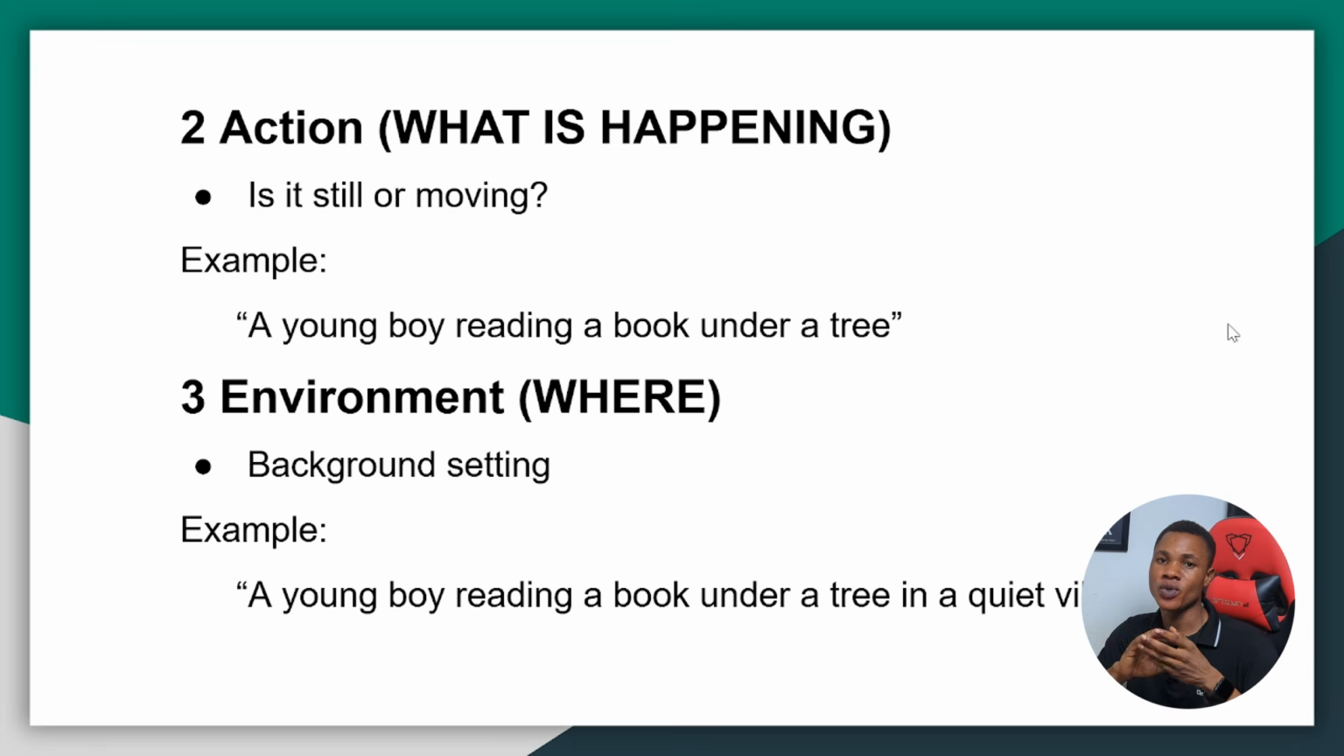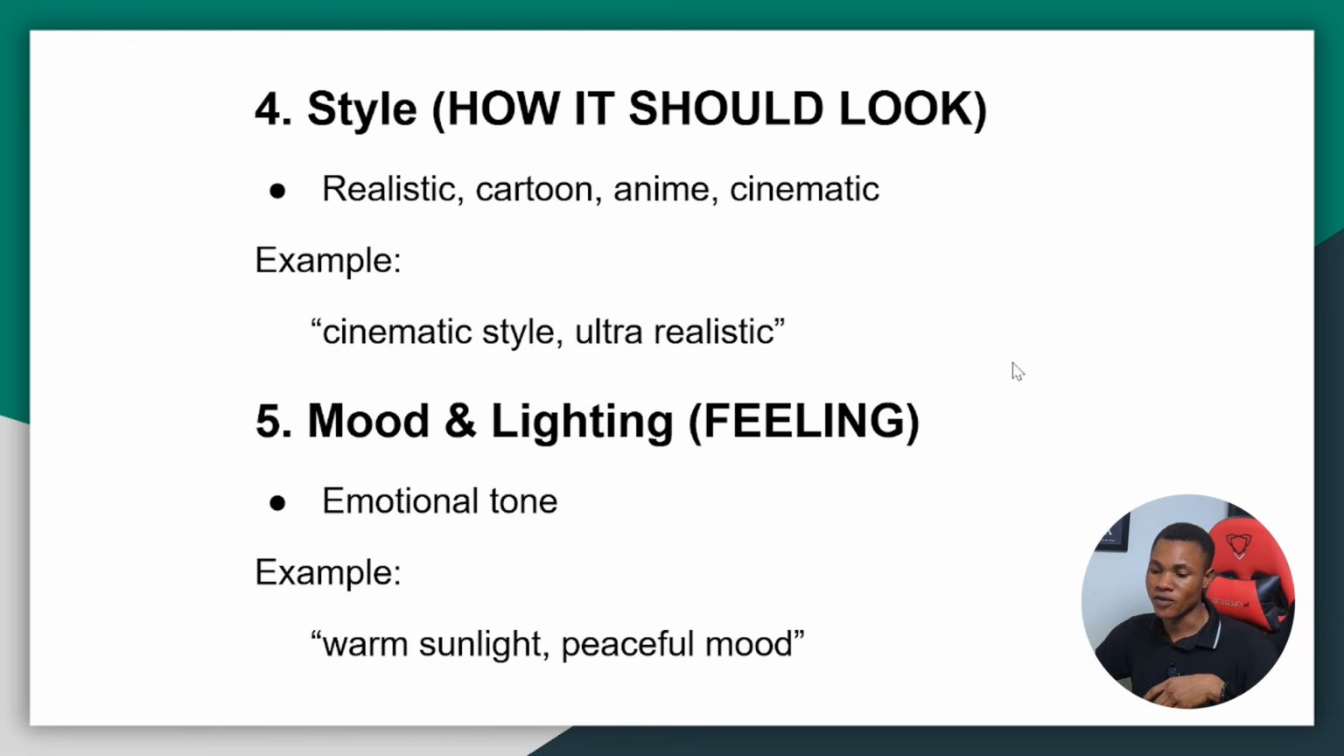Remember that in the first video, when we were talking about the 4 main parts of a prompt, we talked about the role, the context, the task, and the rule. Is that okay? But for this one, we are talking about the what, the action, the environment, and of course the style, how it should look: realistic, cartoon, anime, cinematic, etc. So you can put cinematic, like the one we just created, it was a cinematic video. Is that a cinematic image?